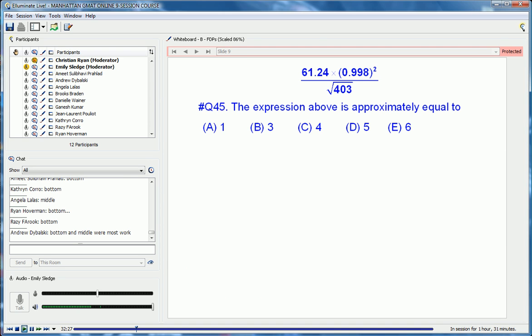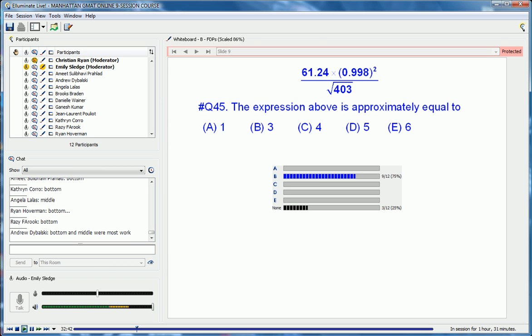Go ahead and give me your answers on this first one. Looks like that one was the least work for everybody. All right, fantastic. And we have unanimity on this one around the correct answer, which is 3. So what did you guys do? What was your method? Catherine, what did you do? Since they asked for what the expression is approximately equal to, I simply simplified the numbers and made it 60 times 1 divided by 20, which leads to 60 divided by 20, which is about 3.